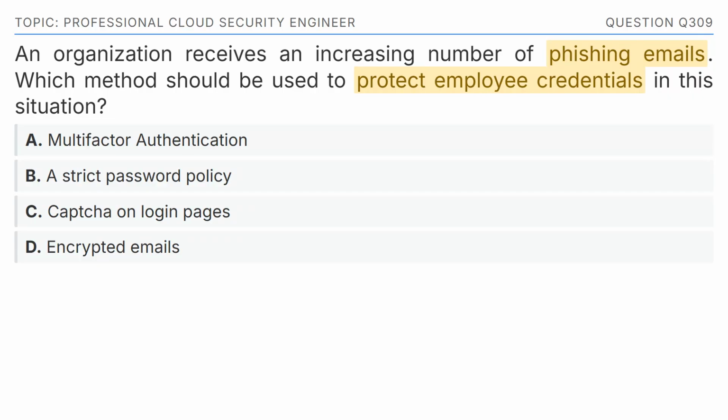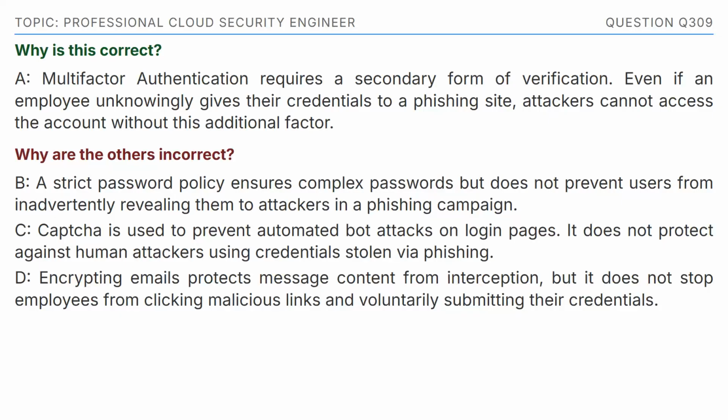To arrive at the correct answer, we focus on the keywords: phishing emails, protect employee credentials. The correct answer is option A, multi-factor authentication. Why is this correct? Multi-factor authentication requires a secondary form of verification. Even if an employee unknowingly gives their credentials to a phishing site, attackers cannot access the account without this additional factor.